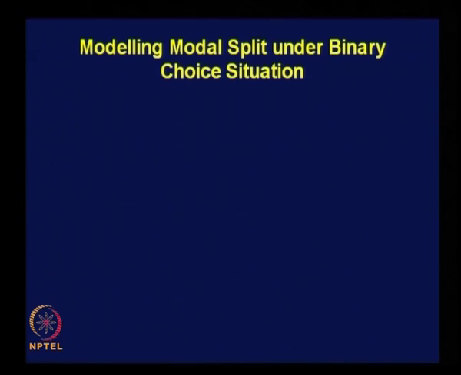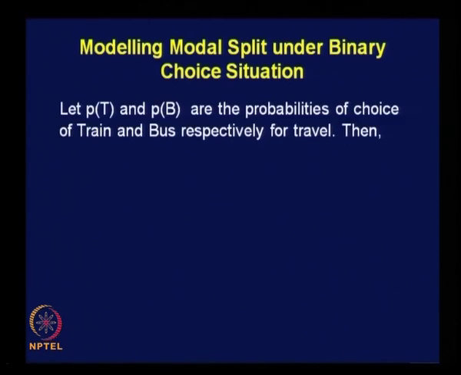Let us consider a similar situation involving two modes, namely bus and rail, and see how the application of logit model can transform into a simple linear regression model. Let P of t and P of b be the probabilities of choice of train and bus respectively for travel in a particular context.